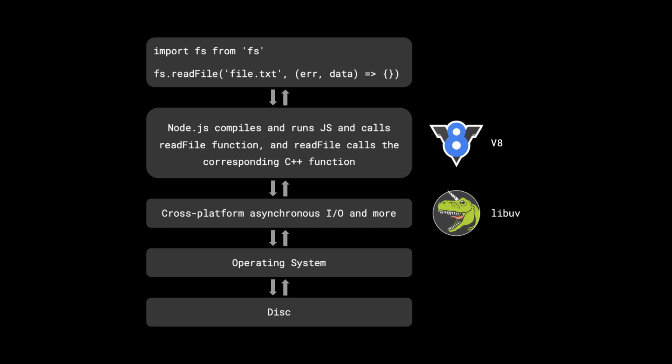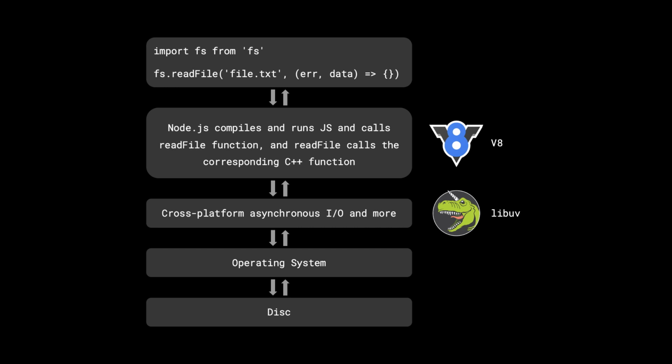The operating system then reads the file and returns the file data back to the libuv APIs, and libuv returns this data to the C++ function, and the C++ function passes this data further up to the JavaScript readFile function, which further passes this data to our callback function here. And finally, we can work with this data in the JavaScript layer. So this was a very simplified explanation of how Node.js runs our JavaScript code.